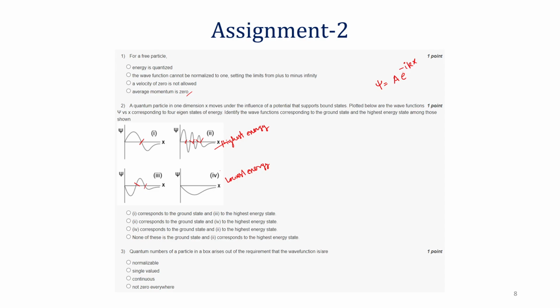Any other questions? Quantum number of a particle in a box arises out of the boundary condition, single valued, right? This one I also don't understand actually. Tell me. See this one, the third question: quantum numbers of a particle in a box arise out of the requirement of the following.